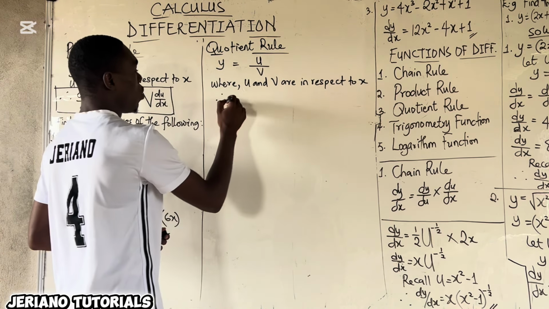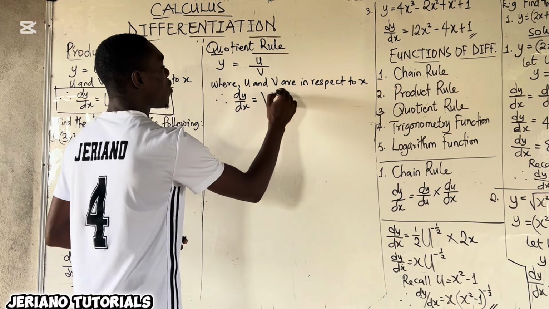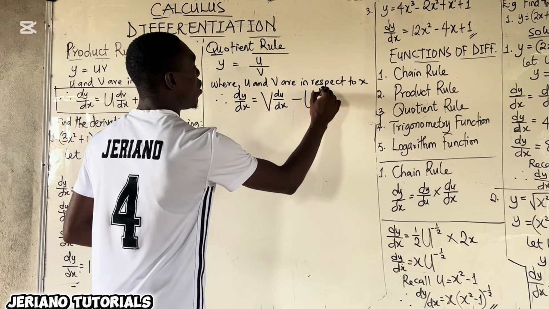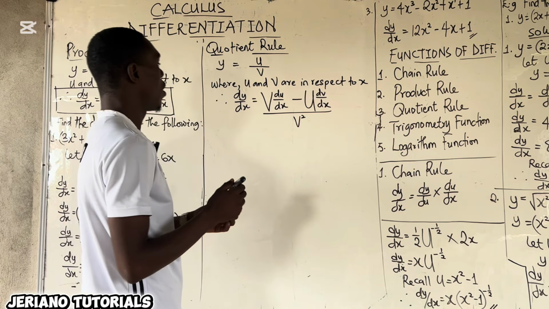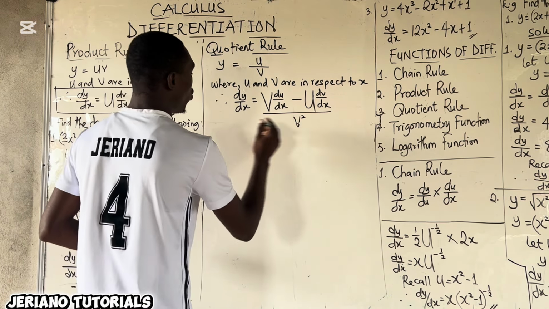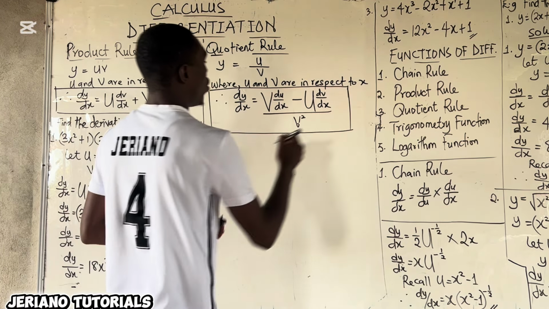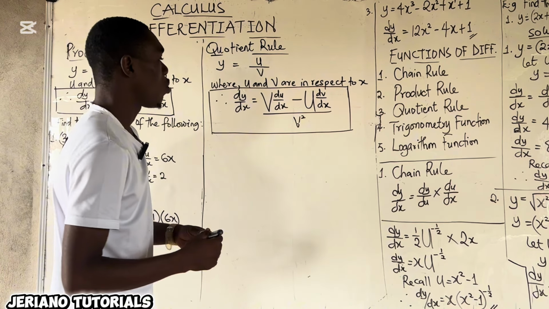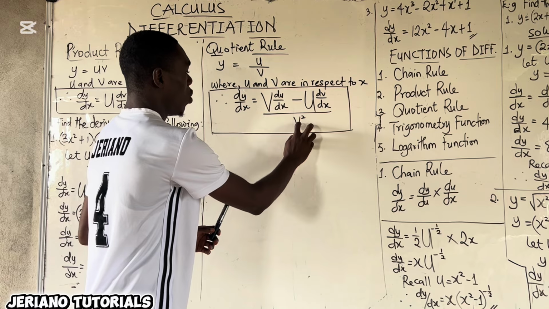Now, therefore, dy/dx is equal to v du/dx minus u dv/dx, over v squared. That is the formula for quotient rule. dy/dx is equal to v du/dx minus u dv/dx, over v squared. Okay.